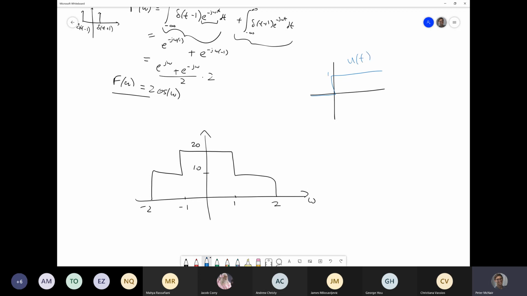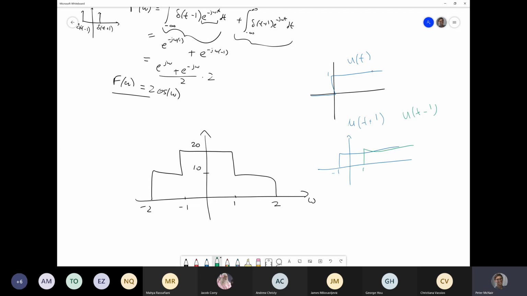So it'll jump up to 1. U of t minus 1 will be that but shifted over to here. So when t equals minus 1, then this will essentially emulate u of t at 0. And then u of t minus 1 shifts it to here. So this is all we really need to know.